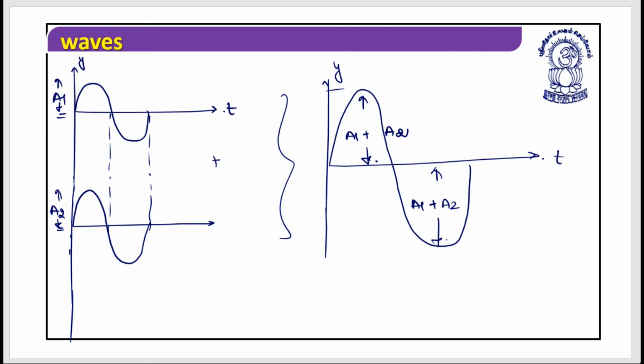This is what constructive interference is, and you are about to receive the maximum possible intensity as well as the maximum possible energy. So do you understand what I mean?